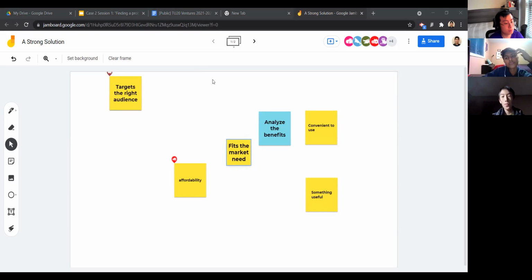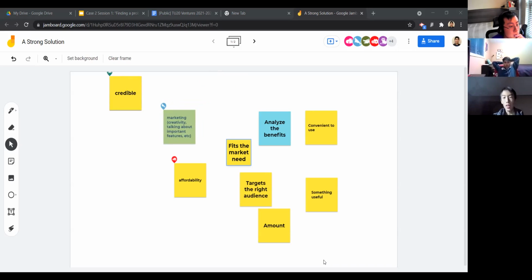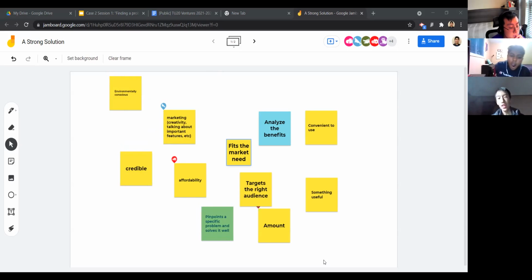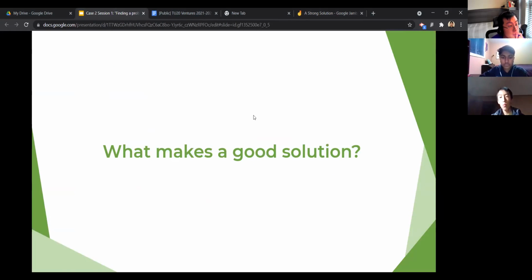Yes, yeah. Something useful, yes. Convenient. That was a good one. I like that one. And analyzing the benefits is another one. So I guess that comes with the features. Yeah, exactly. Marketing, talking about important features. Credible, affordable, environmentally conscious, ethical, pinpoints a specific problem. Yeah, these are all good ideas.